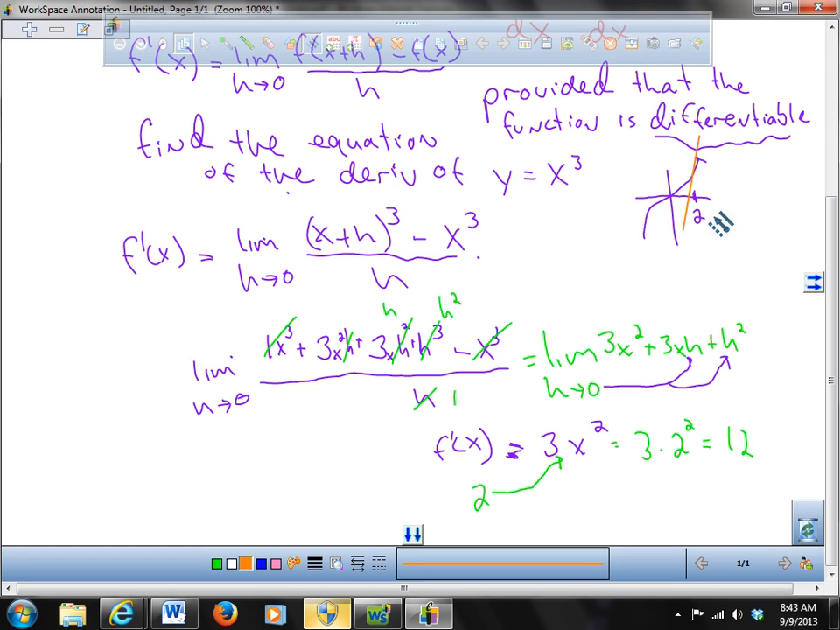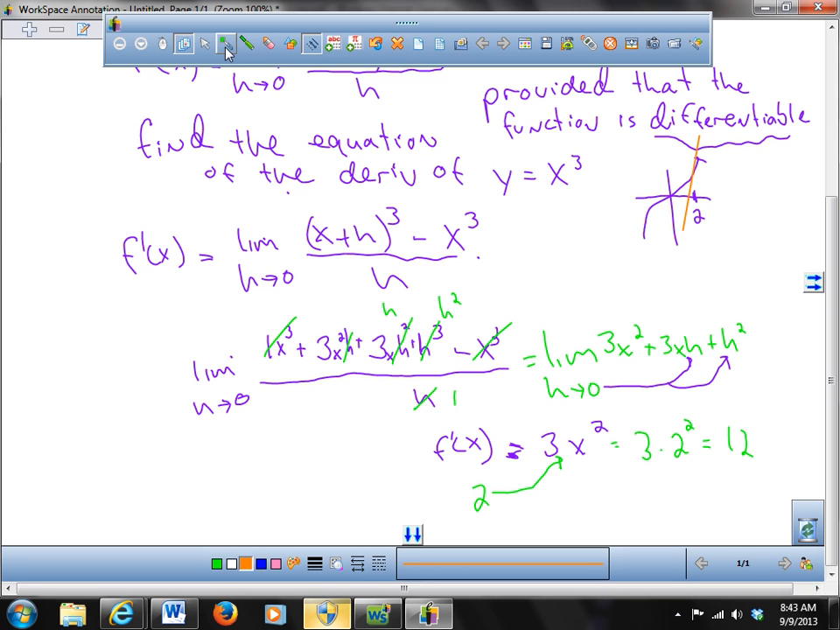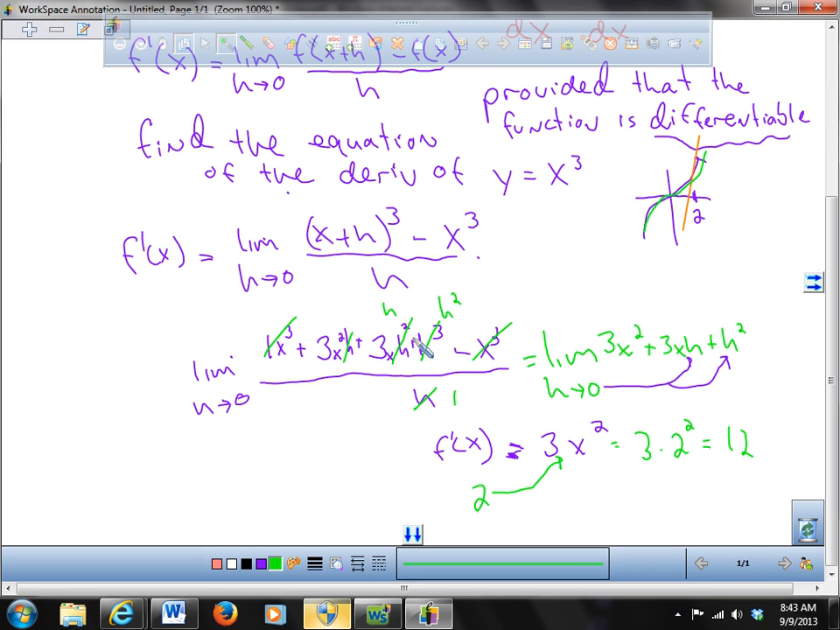If I want to find the slope at 0, what would be the slope at 0? 0. So actually, I probably drew my curve kind of wrong. It's probably going more like this or something like that. Okay? You get that? So with the equation of the derivative, you could find the slope at any point on the function, which is really kind of cool. All right?